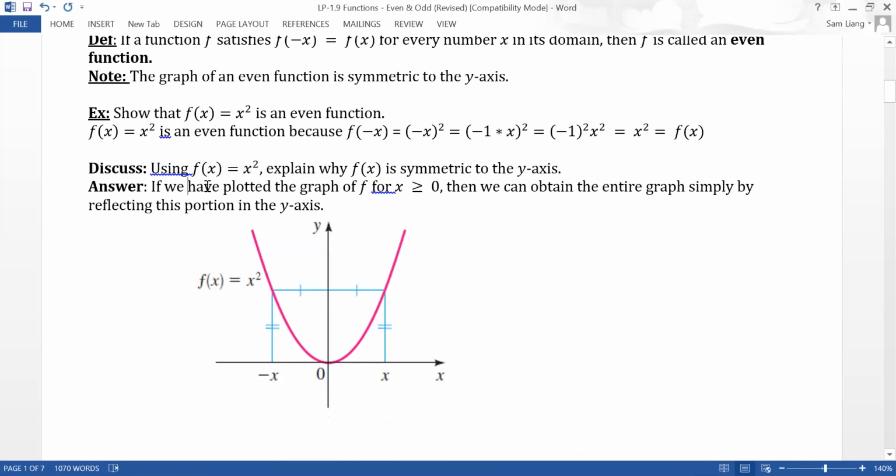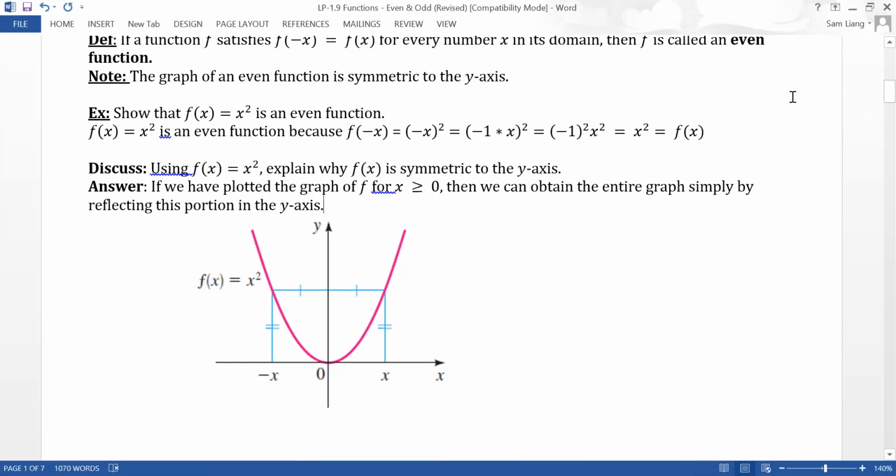And then the answer is, if we have plotted the graph of f for x greater than or equal to 0, so that's the right-hand half of the graph, this part here, then we can obtain the entire graph simply by reflecting this portion in the y-axis. If you reflect this part in the y-axis, you get the other half, and that completes the graph. So x squared is an even function, symmetric about the y-axis, and you can see that right here.